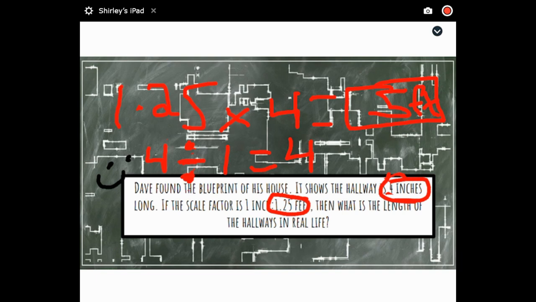They went in and circled what they know. So they recognized that my scale factor here was 1.25. So then I took that and multiplied that through to the scale drawing and got 5 feet in real life. We were all on it on that one. Perfect. Next one.